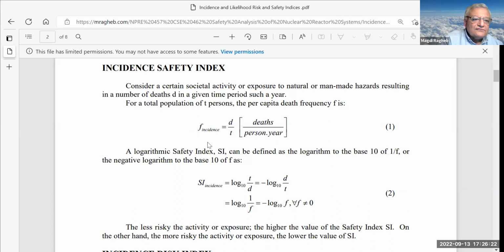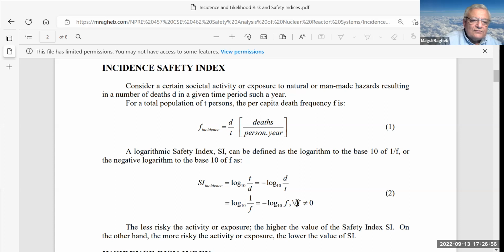On that incidence factor here, we can define what we call the safety index. It's simply the log to the base 10 of the inverse of the value of F. So in that case, it becomes the log to the base 10 of the T divided into D, which is the same as minus the log to the base 10 of D over T. In fact, it is just 1 over F. Or you can write it as minus the log to the base 10 of F.